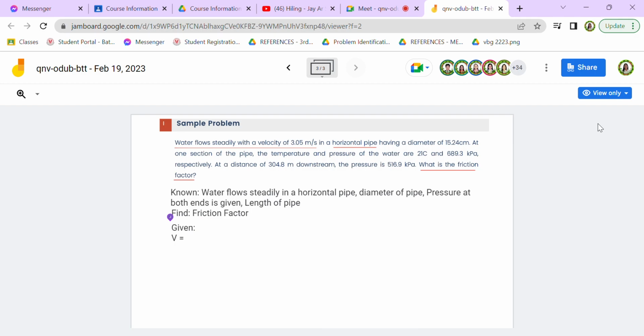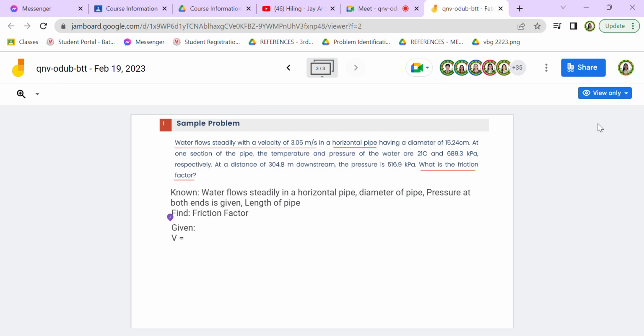So the diameter of the pipe, ang unit niya is in centimeters, so i-convert lang natin siya into meter. Lahat naman ng binigay dito is in metric unit na. So wala na tayong kailangan i-convert kundi yung diameter ng pipe lang. So pressure at point 1 will be 689.3 kPa or kilonewton per meter squared.